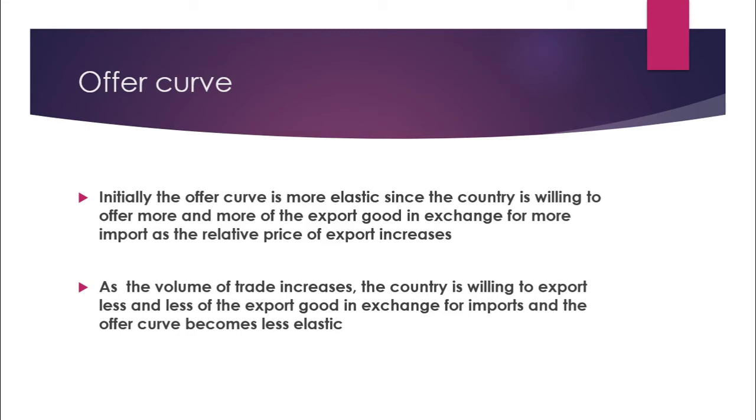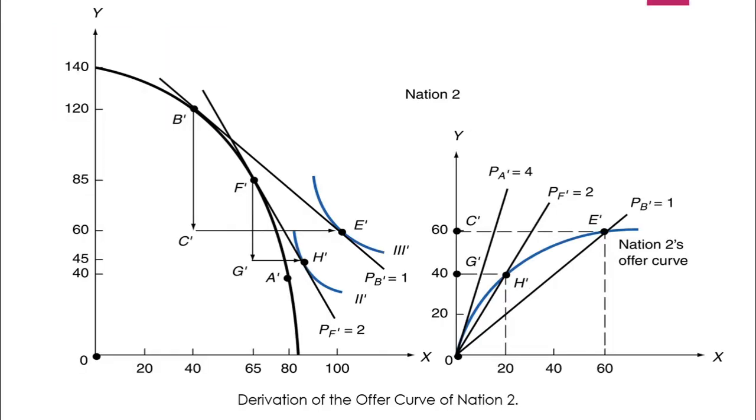Initially, the offer curve is elastic since the country is willing to offer more and more of the export good in exchange for more imports. However, as trade progresses, the country is willing to export less and less of the export good in exchange for imports, and the offer curve becomes less elastic. It deviates away from the export axis of country 1. So this figure shows the derivation of the offer curve of nation 2.